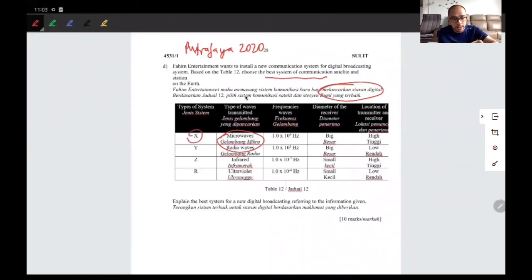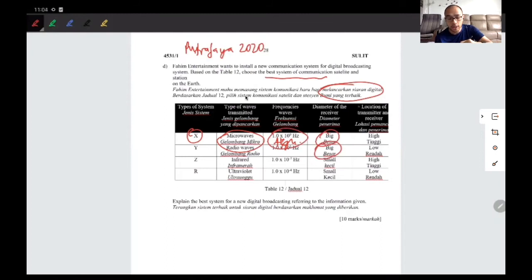Okay, frequency of the waves. Do we want high or low? 10 to the power of 9, 3, -7, -4. Of course, we want high. Okay, guys, again, never write the number. Frequency of the waves is high so that it is easy to reflect, easy to diffract. Okay, begitu. Diameter of the receiver, same thing. Diameter of the dish should be big. Okay, sorry, this is high, right? So 10 to the power of 9 is pretty high lah.